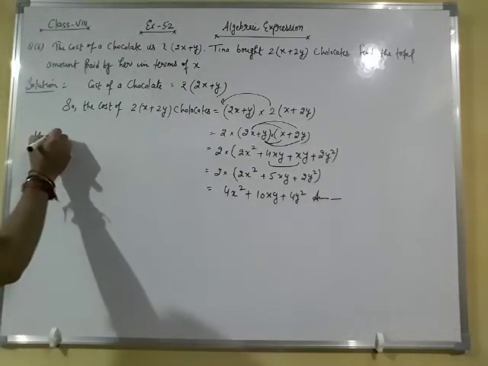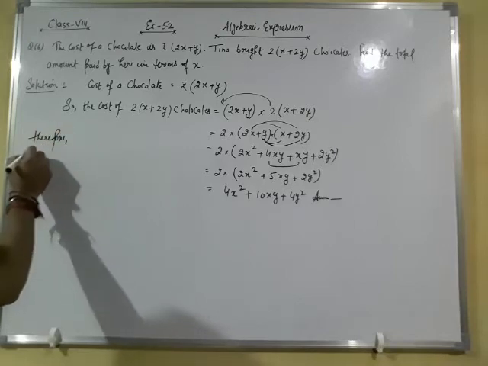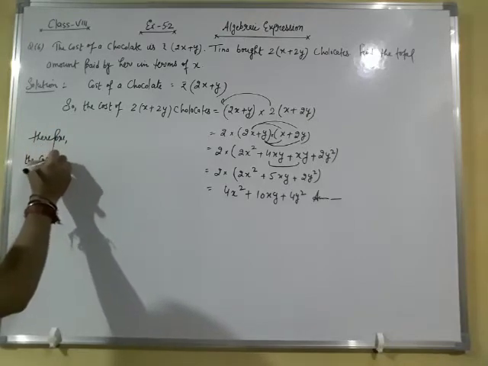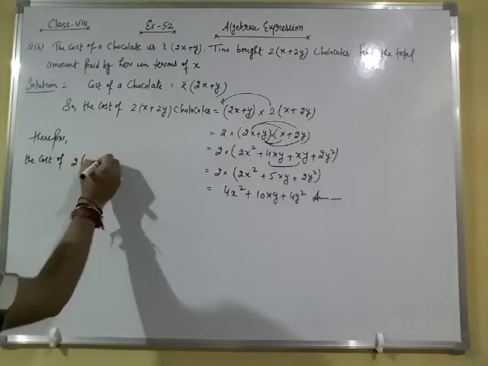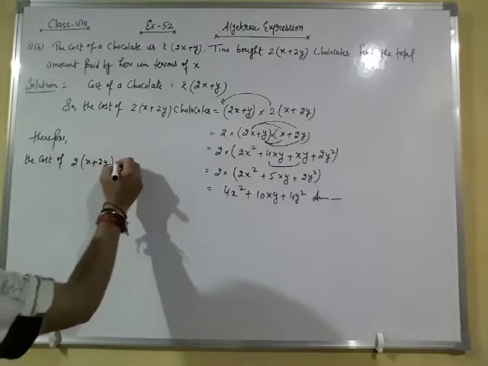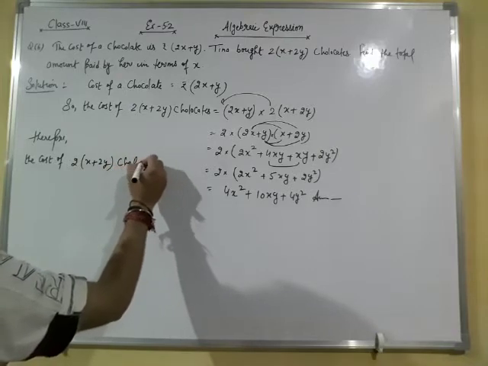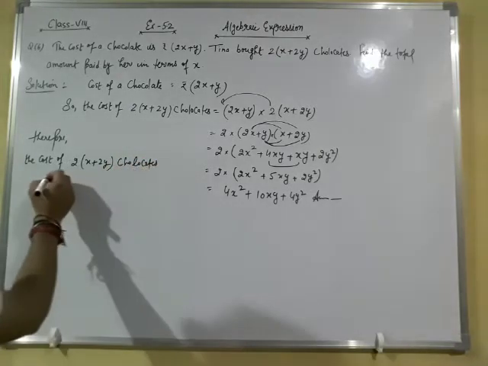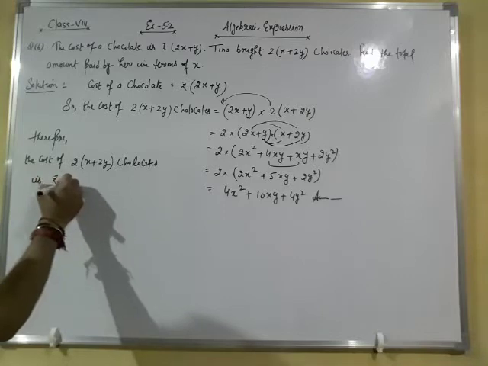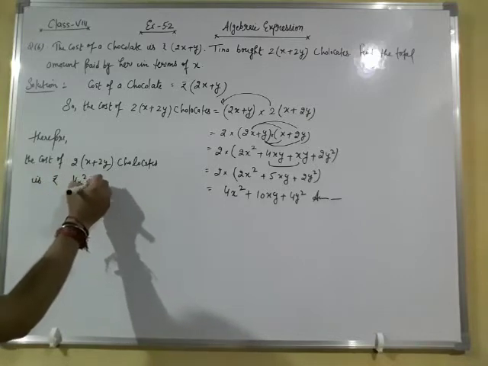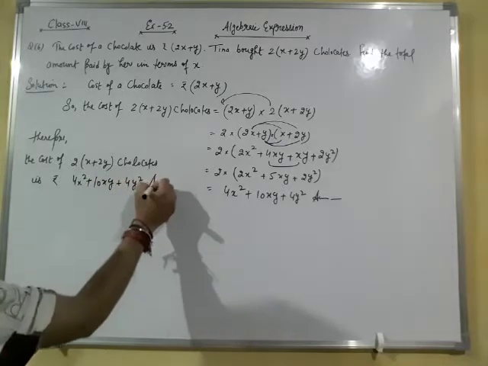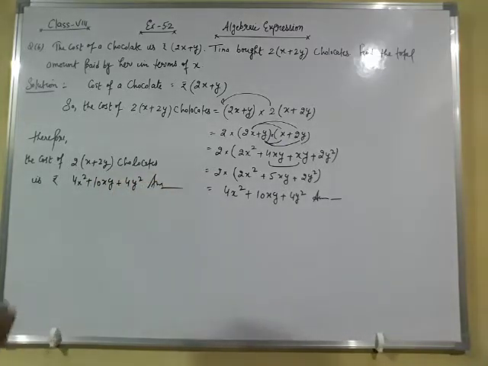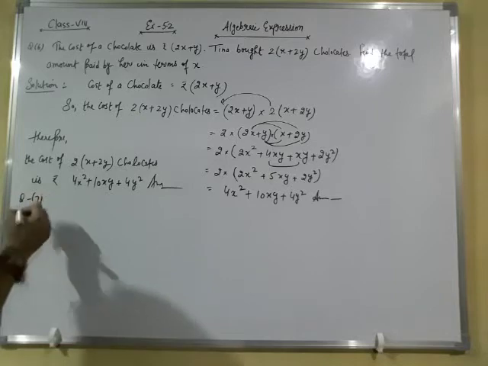Therefore, the cost of 2x plus 2y chocolates is rupees 4x square plus 10xy plus 4y square. Answer. Move on to question number 7.